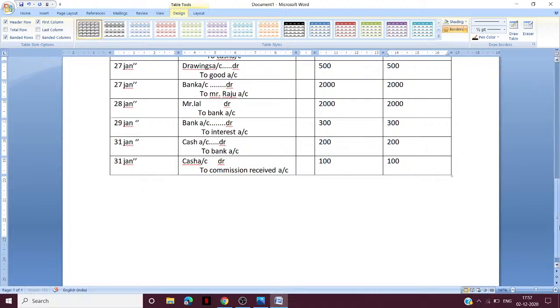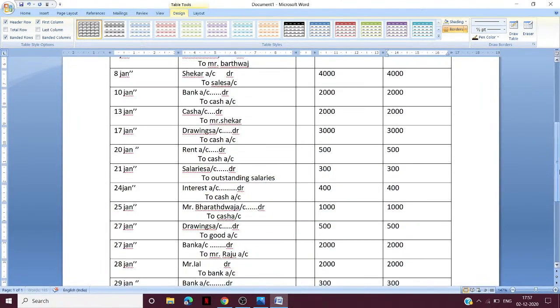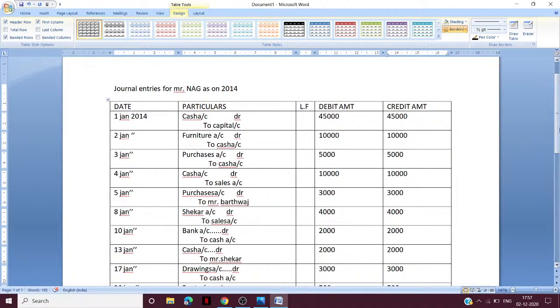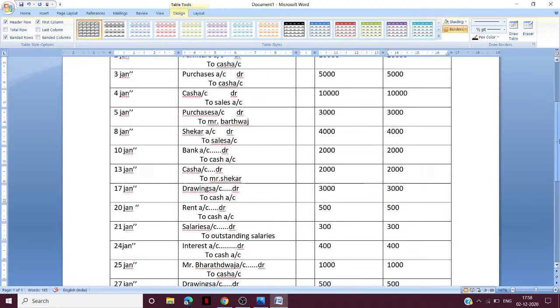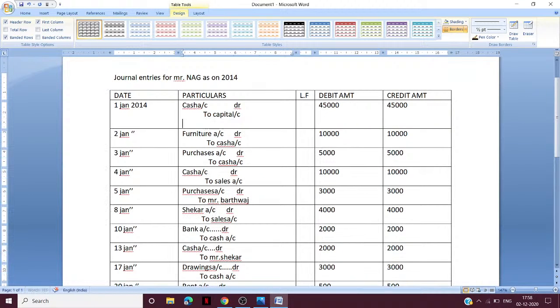So we have completed this sum. We have this many transactions. If you are thorough with this sum, it will be easy for you to do journal entries further. Always remember students, after completing each journal transaction, which will have debit to credit, then we should write a narration in one line. In brackets we should always write, in bracket, being.